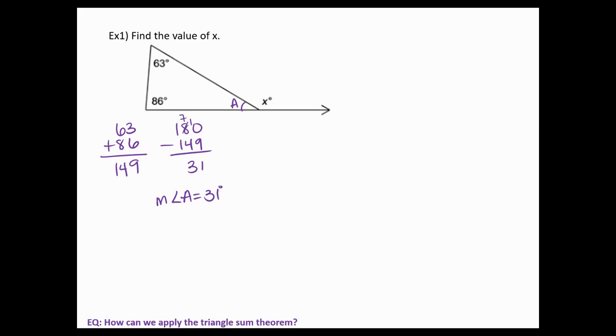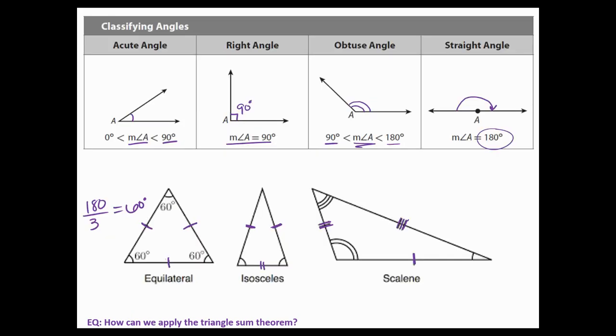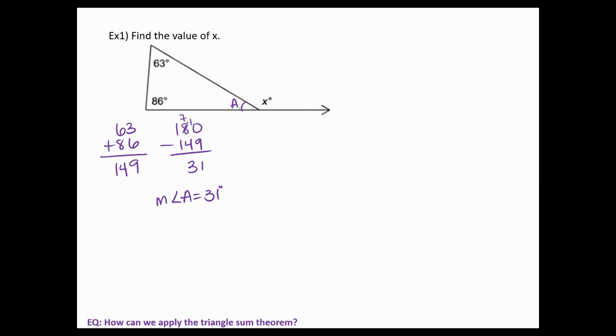Great. I haven't answered the question yet, though. The question was, what's the measure of angle X, or what is X equivalent to? So if I go back a slide for a minute and look at this one, a straight angle, or a straight line, the whole thing, all the way over, has to be 180 degrees.